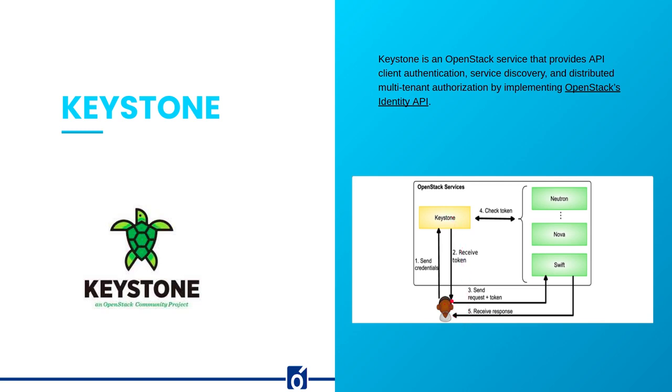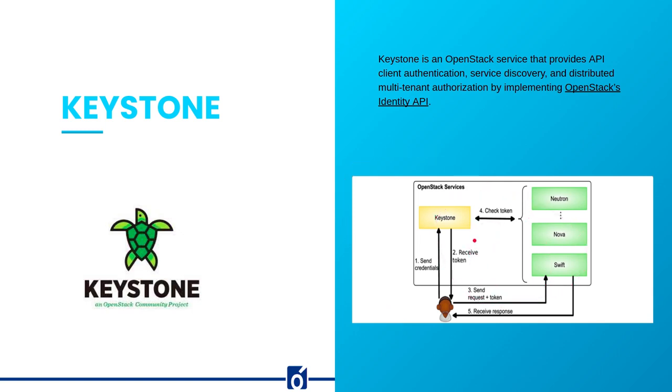Then the user sends the request plus token to Swift, and it checks whether the token is correct or not with the client that the user sends. So if the token is correct, it receives the response. So this is how Keystone works.